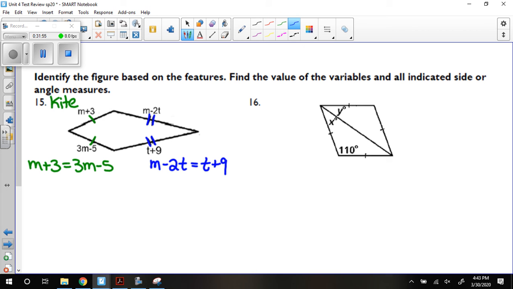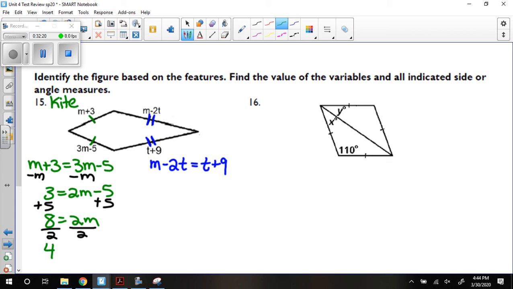So in our green equation here, we have the same variable, so we're going to solve that first. We're going to subtract our m. So we've got 3 equals 2m minus 5. We can add our 5. So 8 equals 2m. And divide by 2. So 4 is equal to m. Whoops, I divided by 2. So 4 is m.